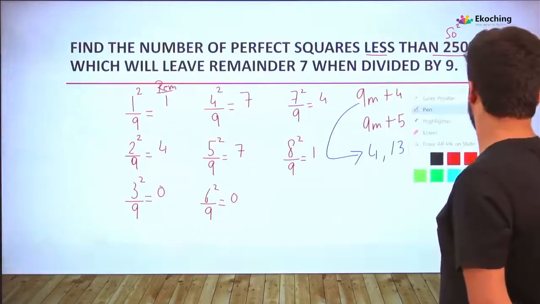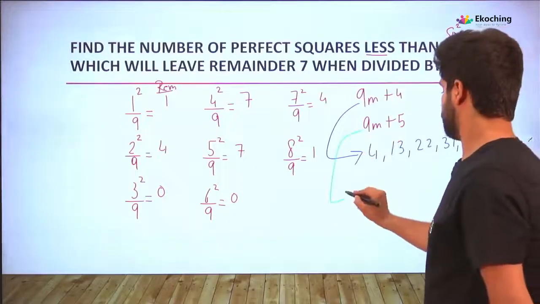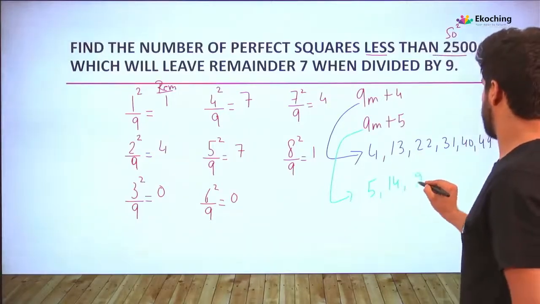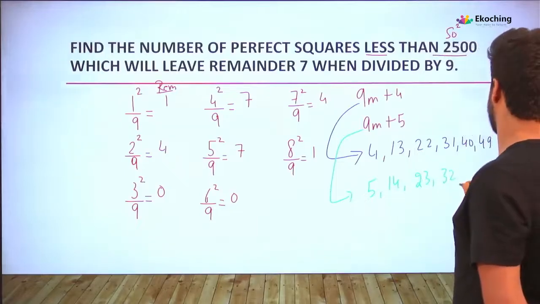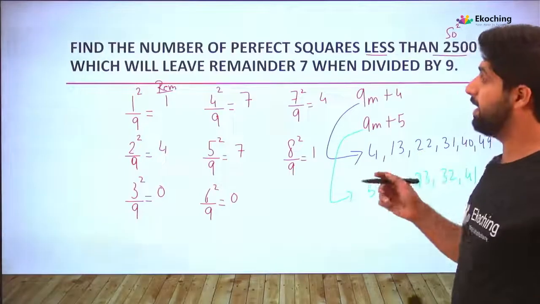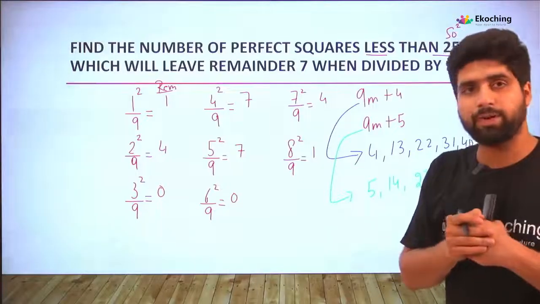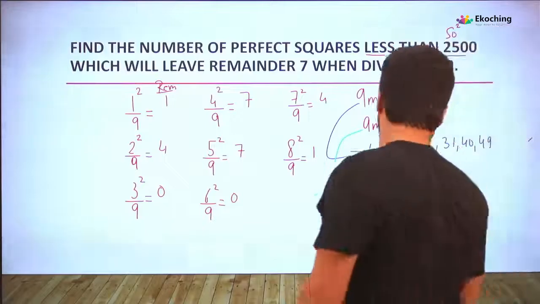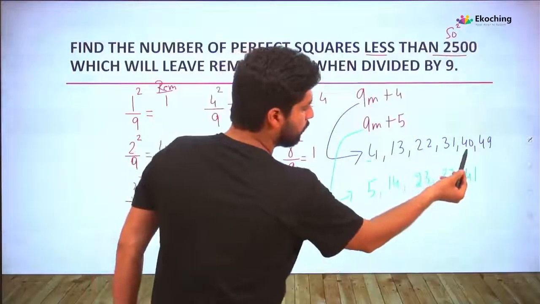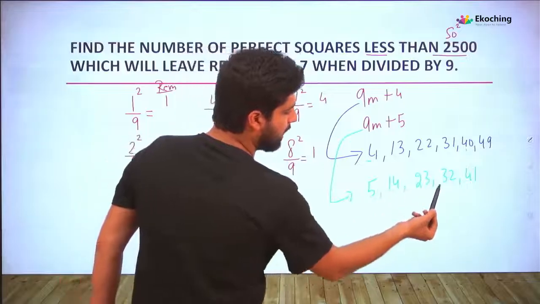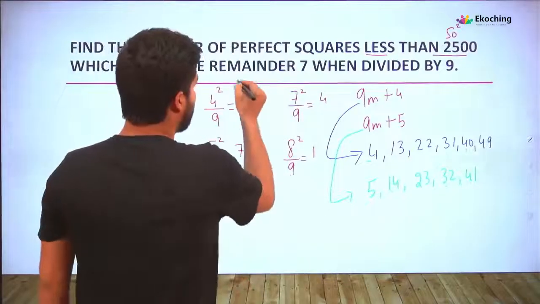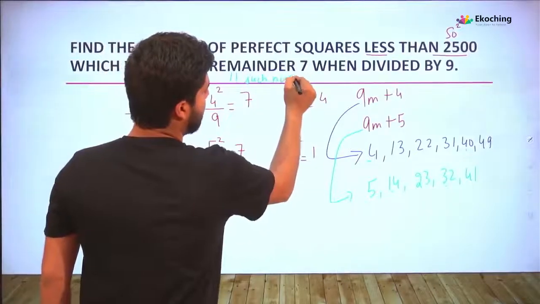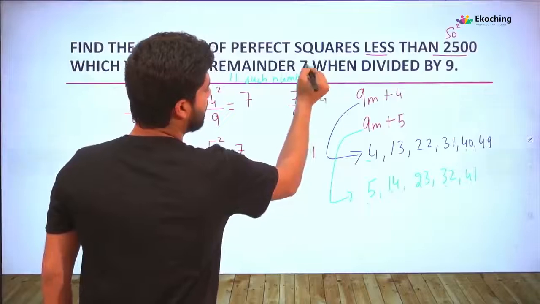And this 9m plus 5 is going to give you 5 plus 9, 14, 14 plus 9, 23, plus 9, 32, plus 9, 41. Plus 9 is 50, but that 50 will not be considered as the question says less than. So we can count the numbers now. 1, 2, 3, 4, 5, 6, 7, 8, 9, 10, 11. So we have 11 such numbers whose square when divided by 9 will give you the remainder 7.